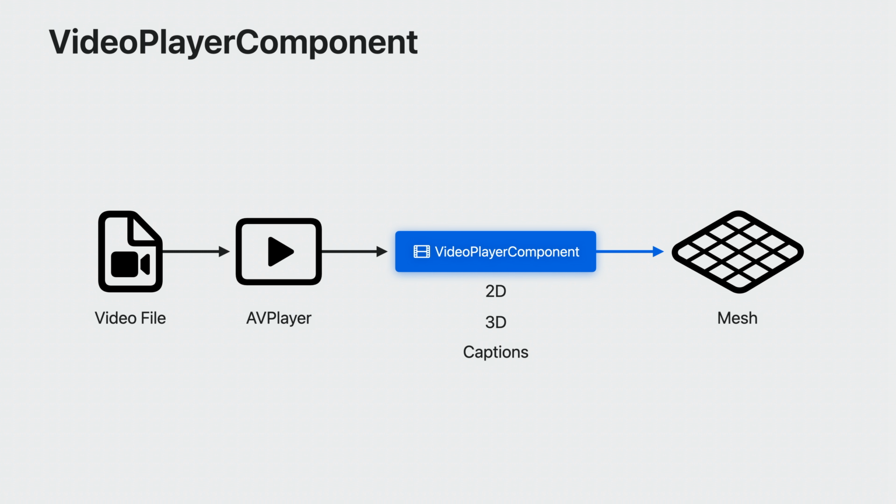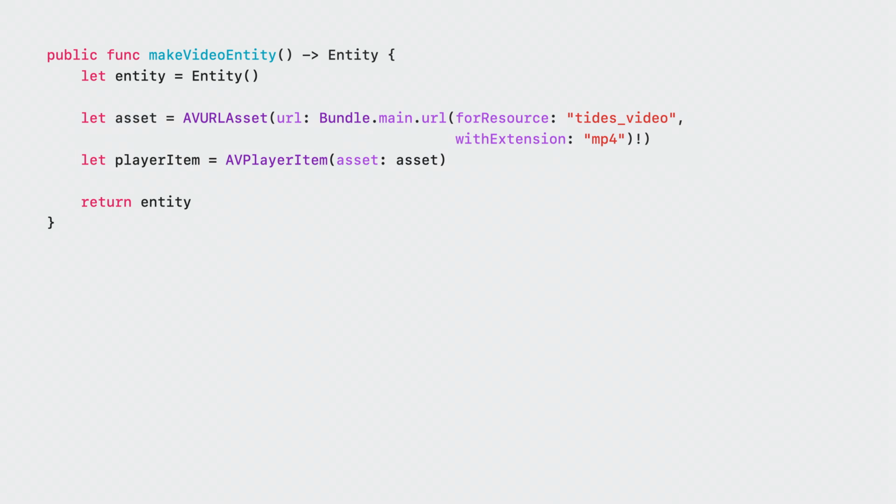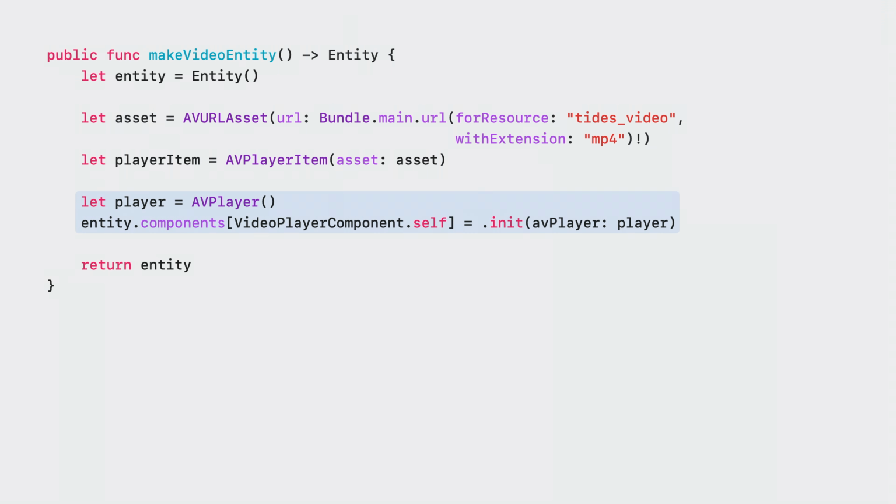To learn more about how to create your own video content, including 3D videos, check out the session entitled Deliver Video Content for Spatial Experiences. To add video to my RealityKit scene, we'll first create an AV Player item using the URL to my video asset. We'll then create an AV Player. On the entity, we'll add a Video Player component initialized with the AV Player that we just created.